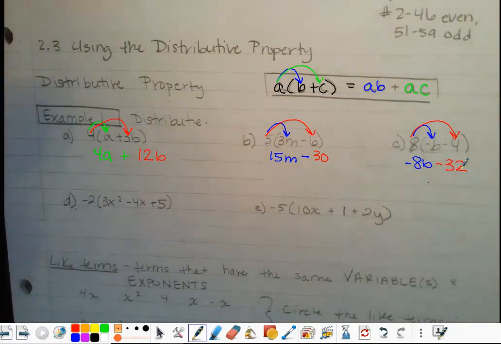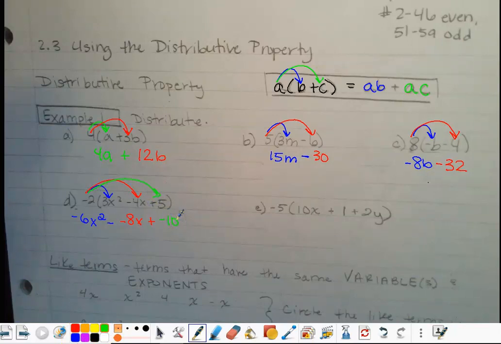All right, D might look a little different. It has more terms in it, but it's still the distributive. We're going to distribute negative 2 to 3x squared. So it's negative 2 times 3 is negative 6x squared. Bring down our minus sign. Then we're going to do negative 2. And so there's a couple ways. We brought down the minus sign already. So we're just going to do negative 2 times 4. So it's going to give me negative 8x. All right, bring down our plus sign there. And then negative 2 times 5 is negative 10.